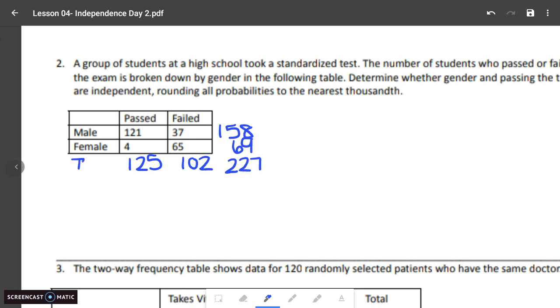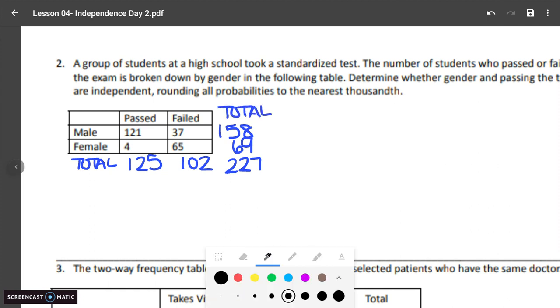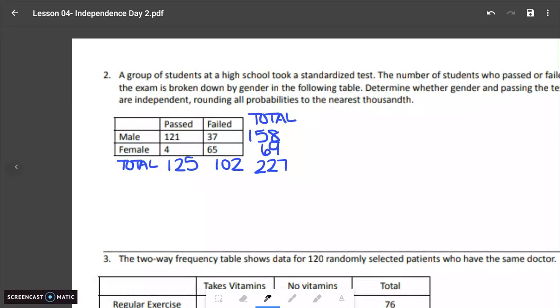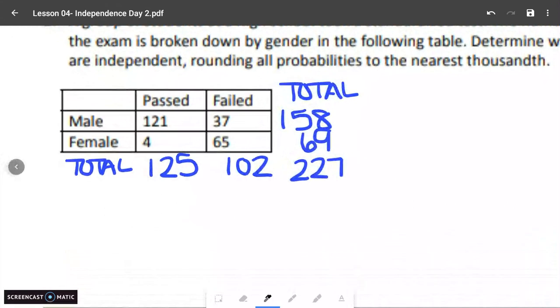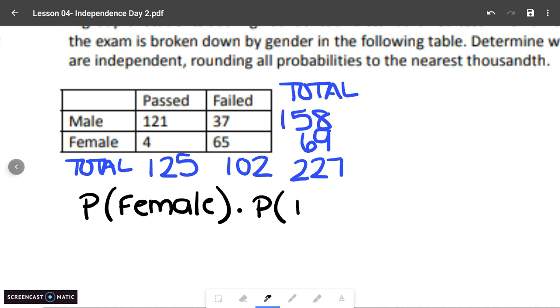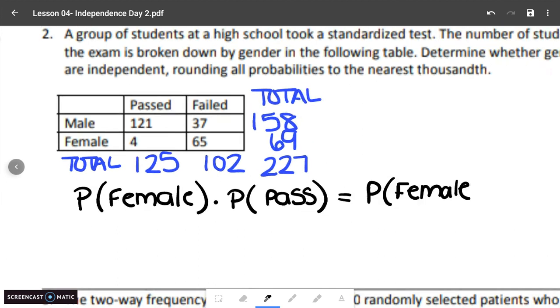If you want to write something like "total" on the side here, you can, but it's really just a note for yourself, especially if you're going to do it the way that we were talking about in lesson 4. So we're looking at gender and trying to determine if gender and passing are independent. Remember the way we looked at it in this lesson. Now I know I've done male in the past, so I'm going to switch it up to female here. So the probability of being a female times the probability of passing would be independent if the probability of being a female and passing is equal to this here.